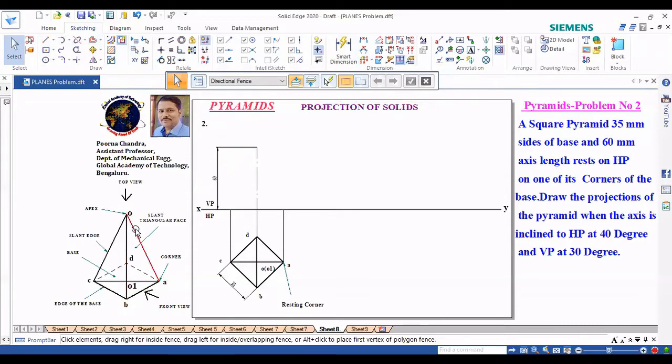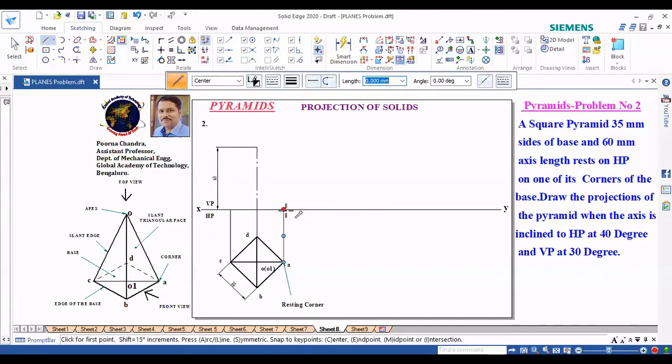OAB triangle is visible from front. The D and C is not visible, which is behind. So what I will do right now here, I'll go with visible line. So I will join this. So it looks like a triangle. So 1, 2, and 3.